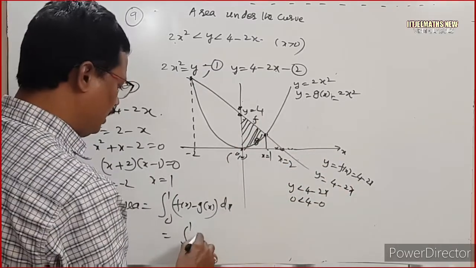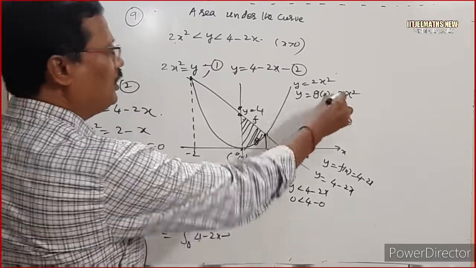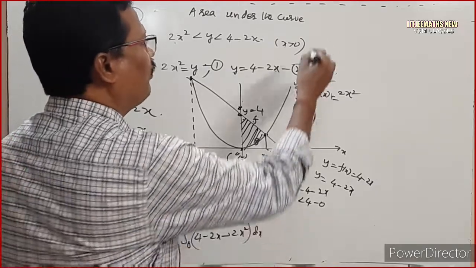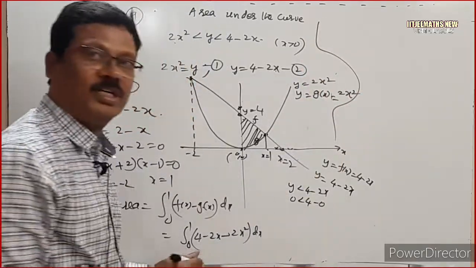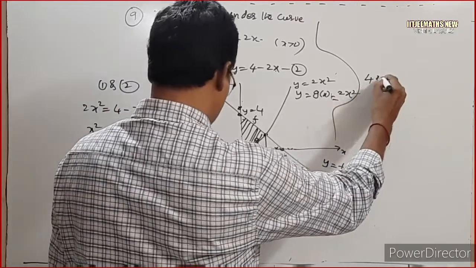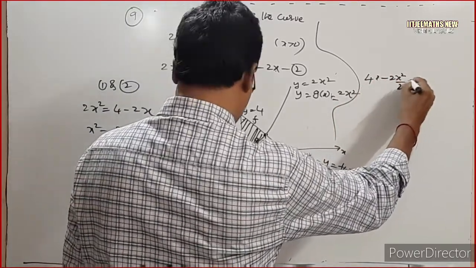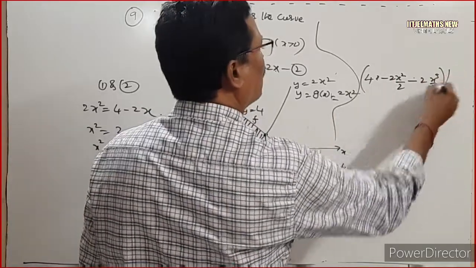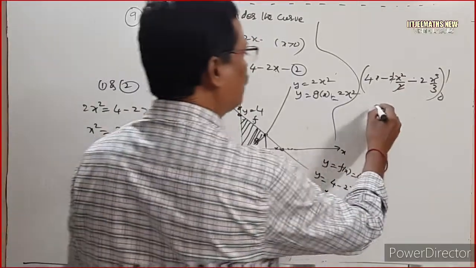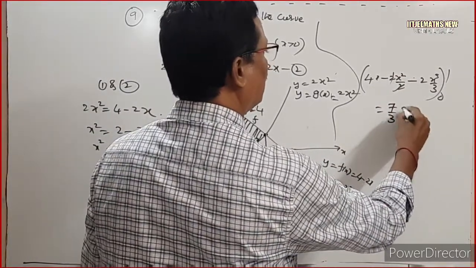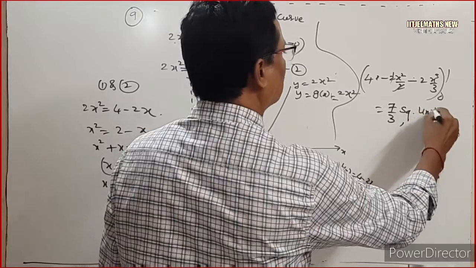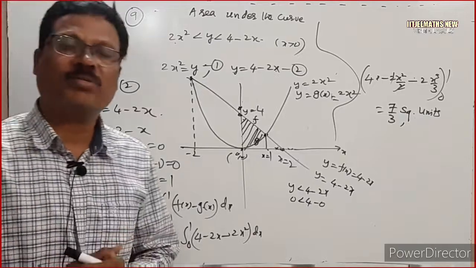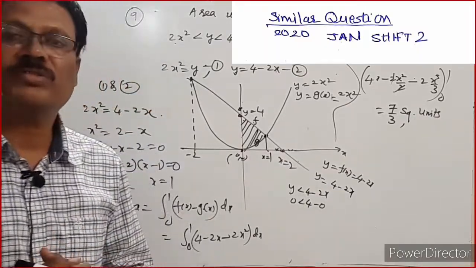Therefore, in this integral from 0 to 1, f(x) is the straight line 4 minus 2x. What about g(x)? That is 2x square, dx. Therefore, if you find this integral, it is 4 into x minus 2 into x square by 2 minus 2x cube by 3, limits from 0 to 1. Okay, the area totally is 7 by 3 square units, the area of the region bounded by this inequality. This similar question was repeated in 2020 January.